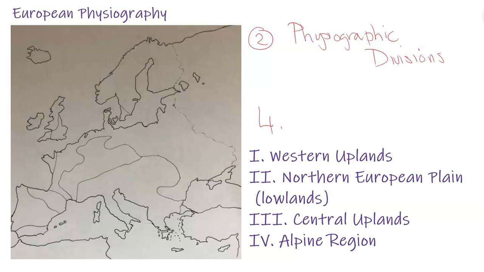The first one is the Western Uplands, as you can see right here. Now we know from a nice little compass, we have north, west, east, and south. And the Western Uplands really is this area right here. All right, so I'm just going to outline it in red.